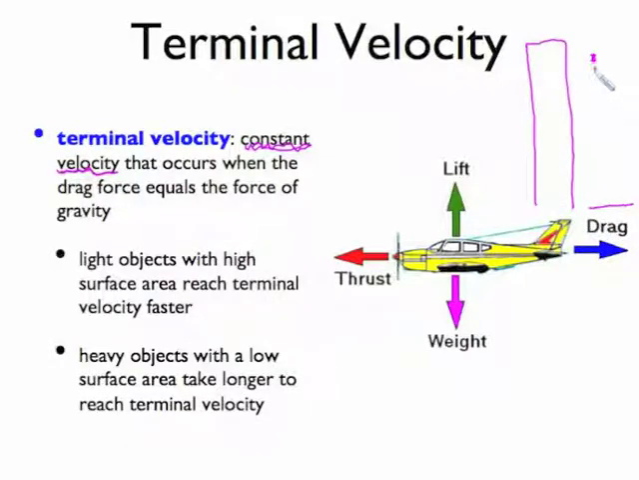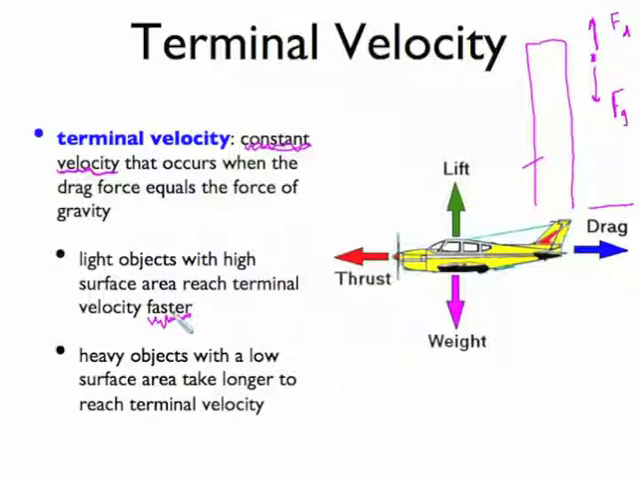And what you'll find is that actually doesn't happen because eventually this drag force, which is always opposite motion, is going to equal the gravitational force. And your penny or whatever it is that's falling is going to reach that terminal velocity, and it's not going to get any faster than that. So things that are very light with a high surface area reach their terminal velocity faster, and heavy objects with a low surface area take longer to reach terminal velocity.